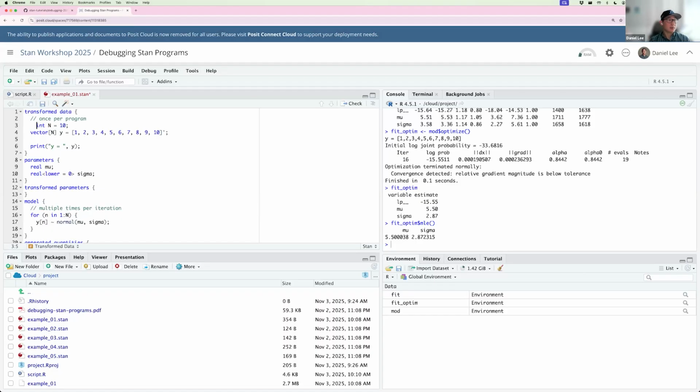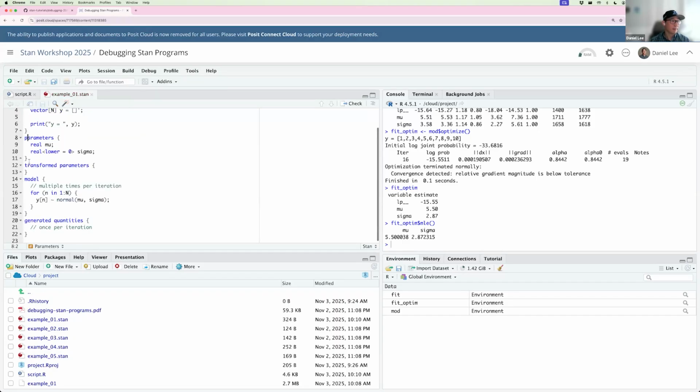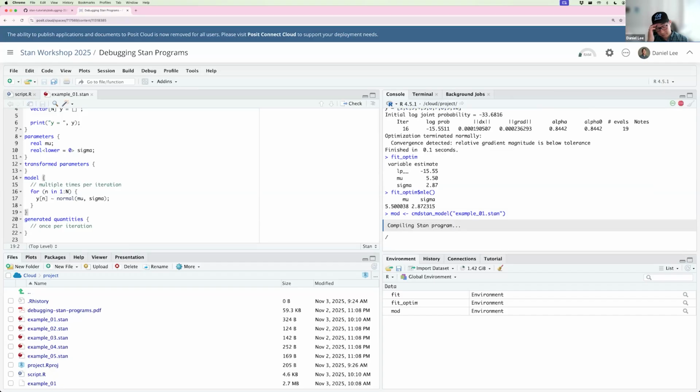So if we change our data to n equals 0 and y, we actually don't even need to set it. Then what's going to happen if you don't put a prior is that we end up with an improper posterior. So this errors for us in a different way.